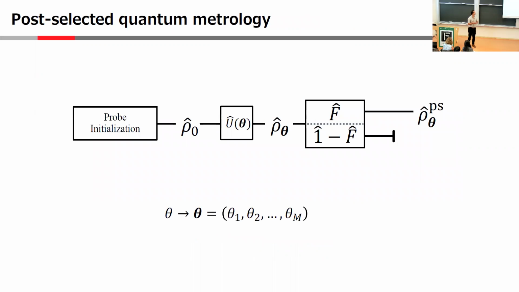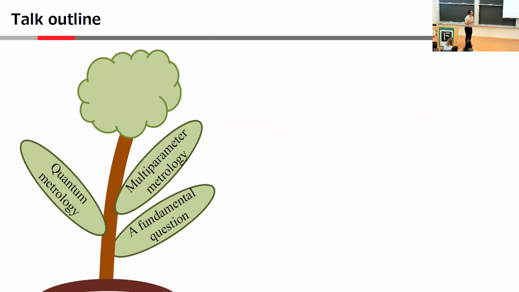Here is a more schematic representation of it. We have an input state, a unitary that depends on a bunch of unknown things, and then we apply a filter. And only if outcome F happens, we send the state to a detector. So this brings me to this slide on multiparameter metrology, and then we can really get to the result of my work.